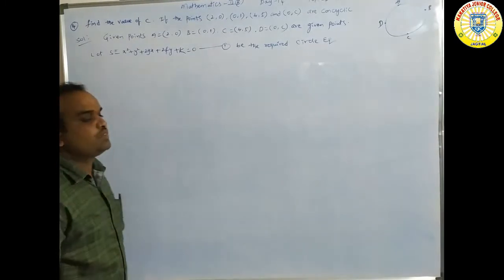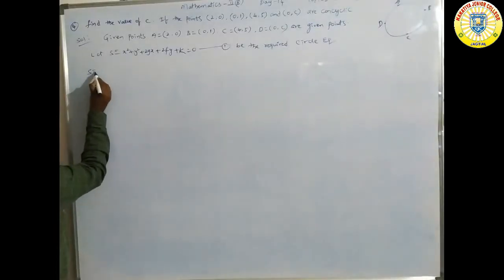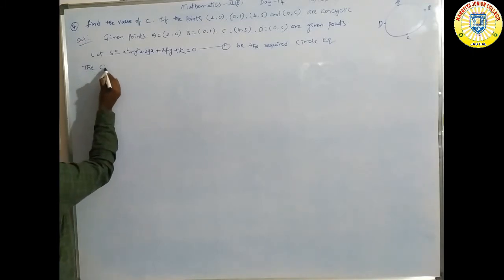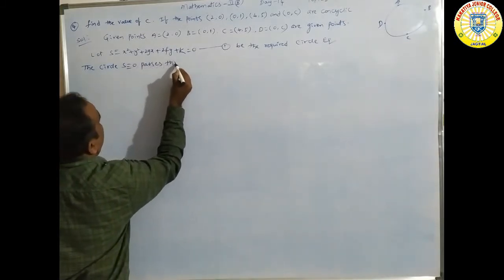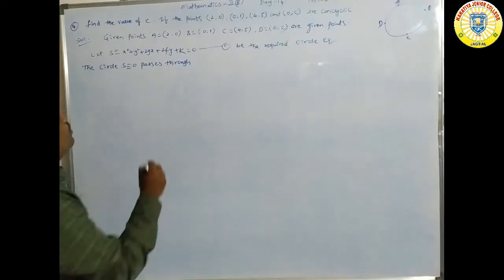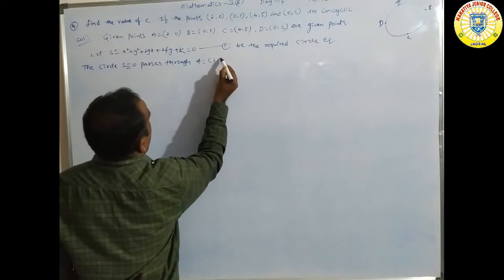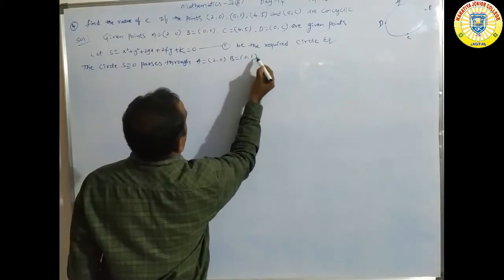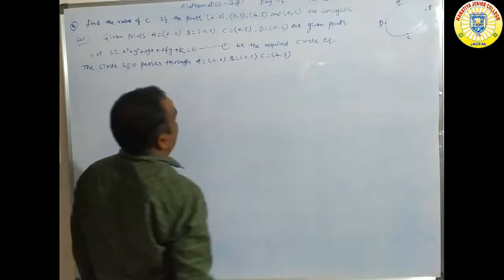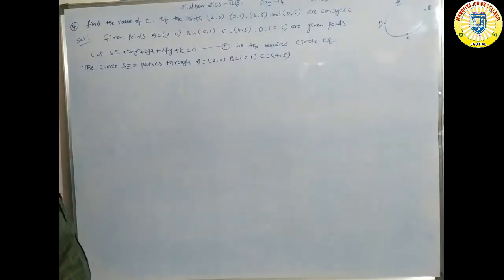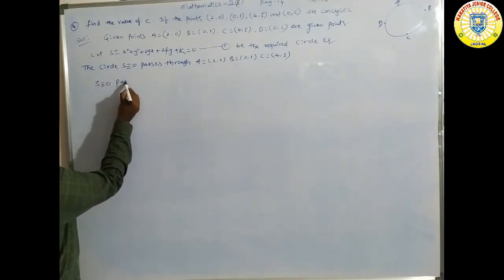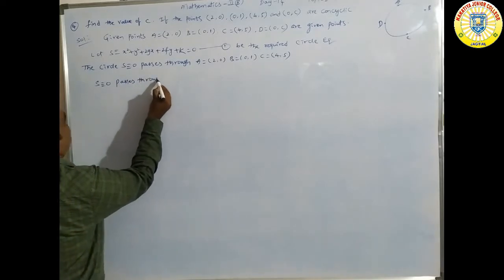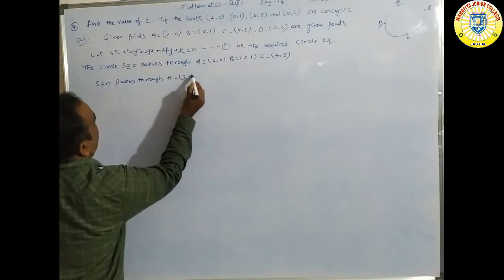Okay now. The circle S equals 0 passes through A is (2, 0), B is (0, 1), C is (4, 5).